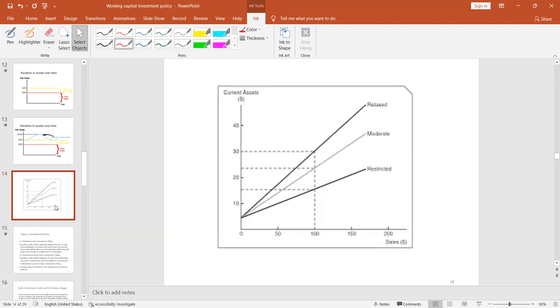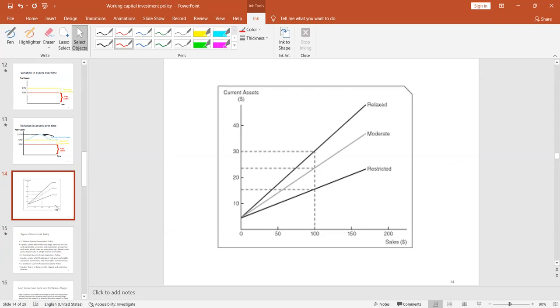You can present this using a figure as well, where you will see that relaxed means your current assets level is very high. You are keeping high current assets to make more profit.